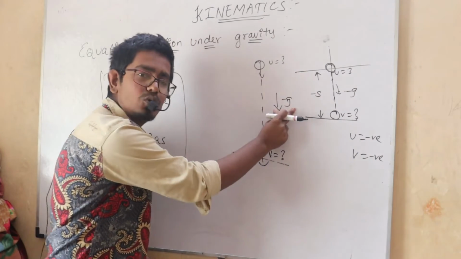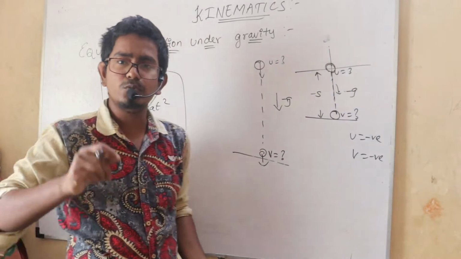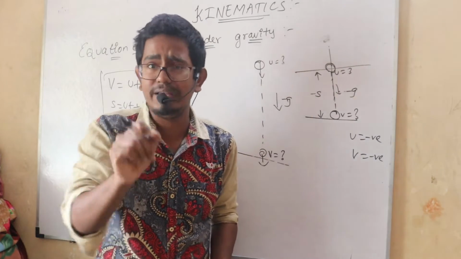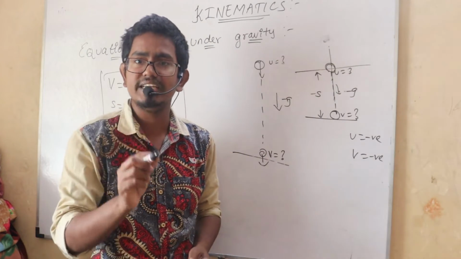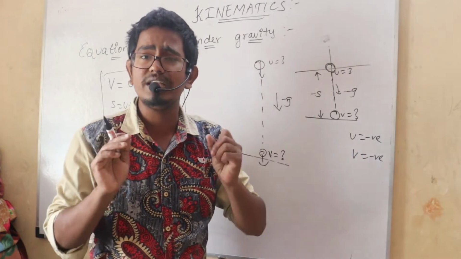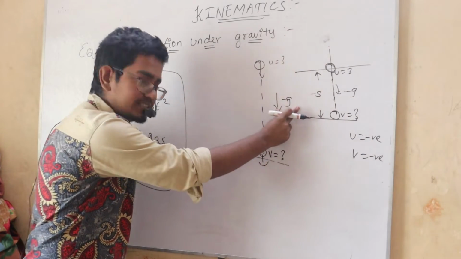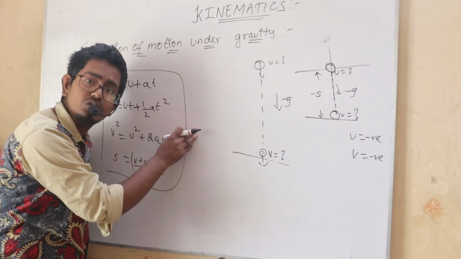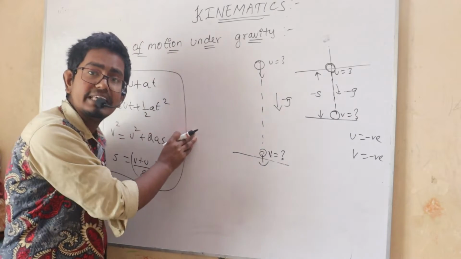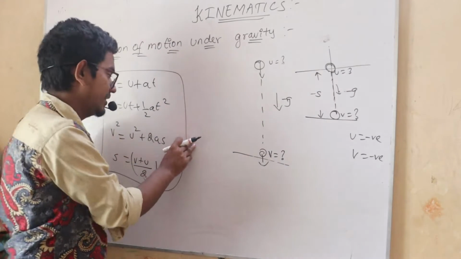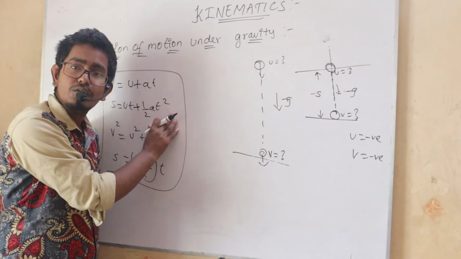Here, is the acceleration constant or not? Acceleration due to gravity on the earth is always constant. Acceleration is equal to g, 9.8 meter per second squared, always constant. That means we are studying constant acceleration here. As we are studying constant acceleration, we have kinematic equations for constant acceleration.